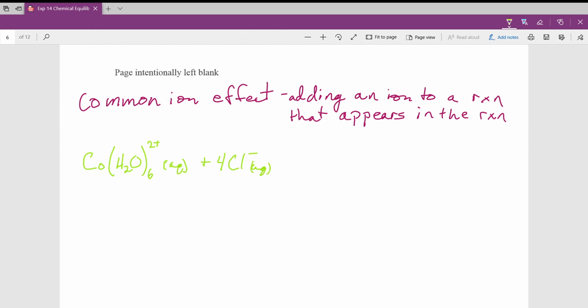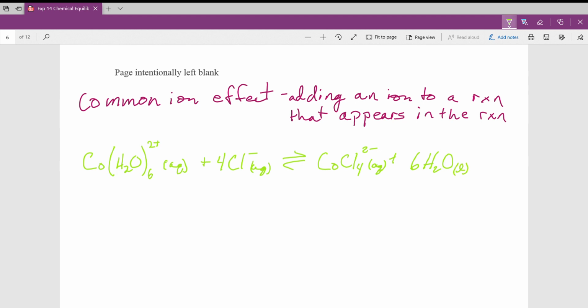Okay, so we have the cobalt hexahydrate ion, Co(H2O)6 2+, plus 4Cl minus, and it is in equilibrium with the CoCl4 2 minus ion and 6H2O liquid.